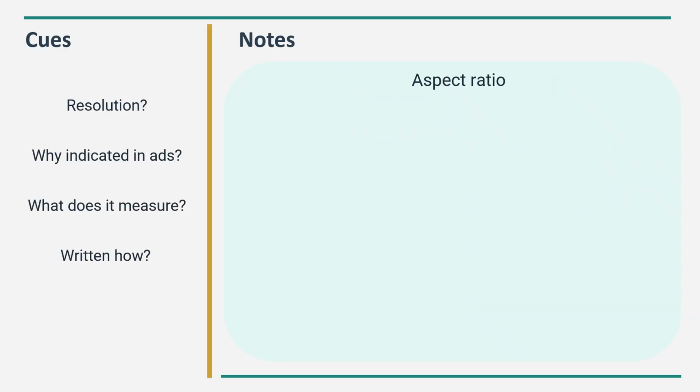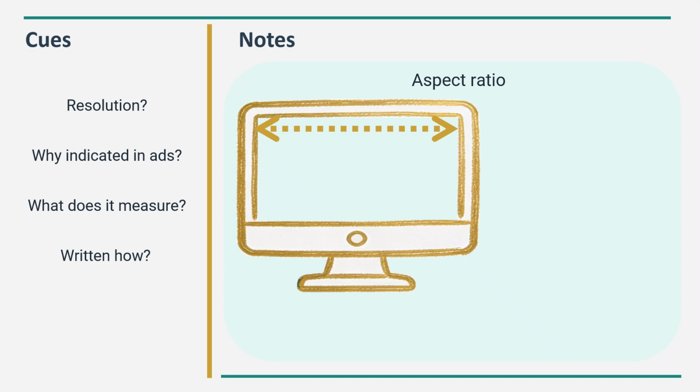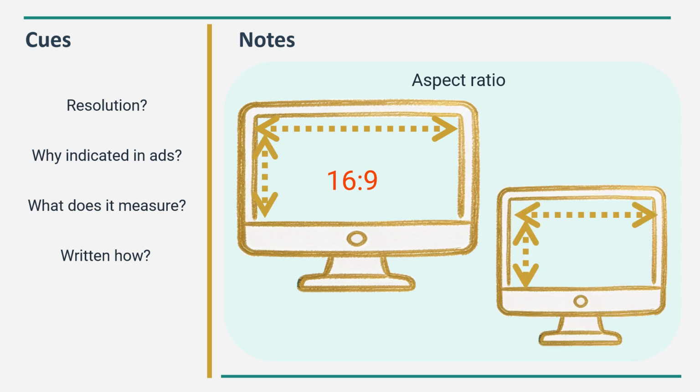Aspect ratio is an indication of the shape of a screen, horizontally to vertically. The most common ones are 16 to 9 and 4 to 3. This affects suitability for movies or even older projectors.